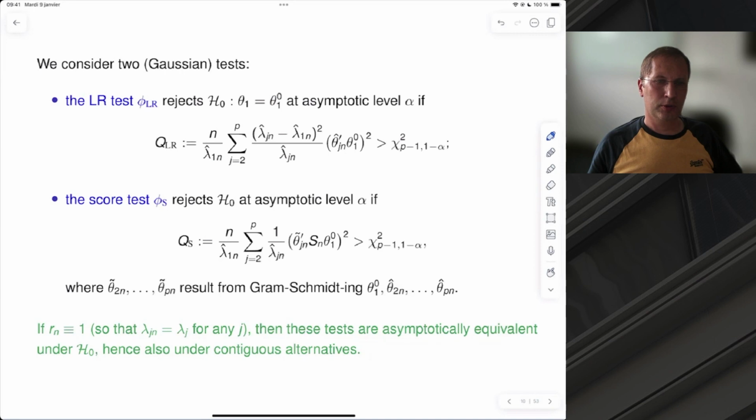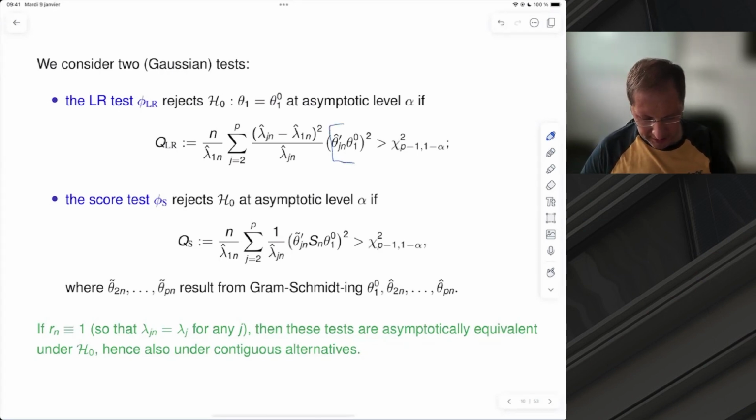Those two test statistics are asymptotically chi-square with p minus 1 degrees of freedom, and you reject for large values. That's why the critical value there is the alpha upper quantile of the chi-square p minus 1 distribution. Okay. Maybe I'll just say a word on the interpretation.